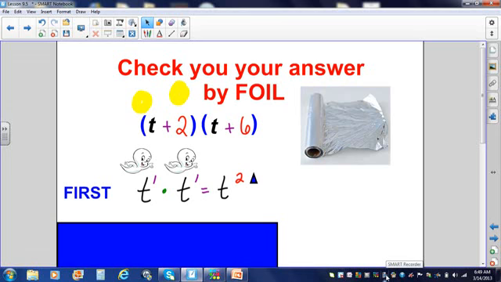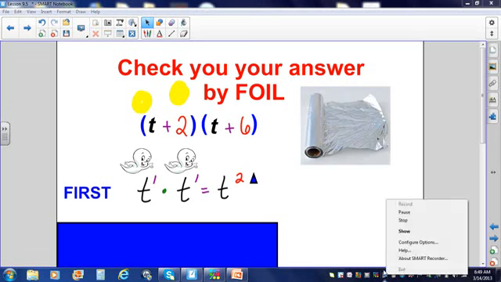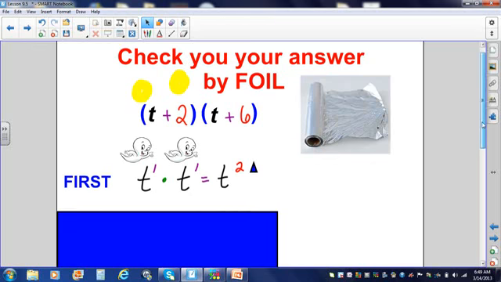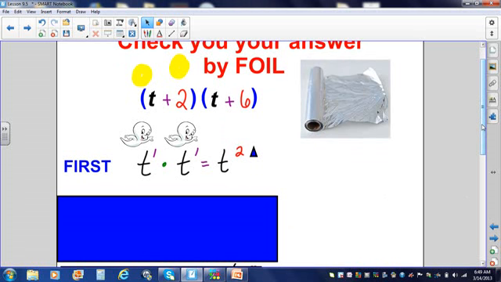Now, you can check your answer by FOILing: first, outside, inside, last. You've done it so many times, you should be able to do it in your sleep, so I'm not going to take long. Here we go. Fasten your seatbelt. Crash landing. First, t times t. Thank you, Casper, for your help. 1 times 1 is 1. That gives us t squared.